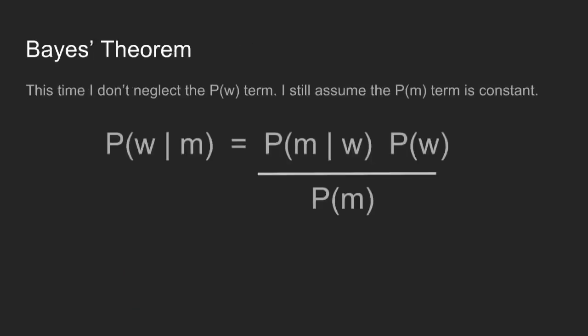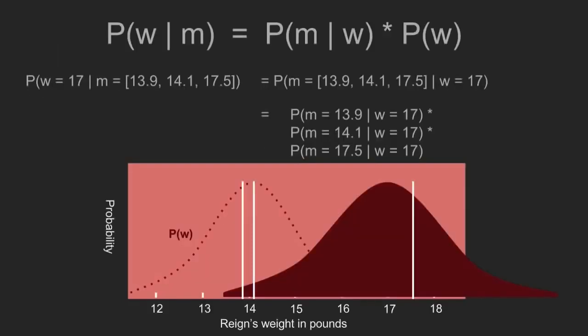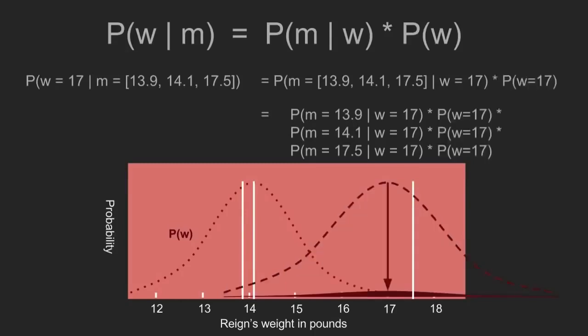So this time we're not neglecting the prior term. We're not setting it constant. We're going to use it. And the way this plays out now is we assume, okay, what if she were 17 pounds? Well, we need to multiply that now by the probability of our prior showing that she's 17 pounds, which actually makes that quite small. Now we calculate and multiply the three probabilities of our measurements occurring. So now we have something small times something very small times something very small. So we get a very small result probability that she actually weighs 17 pounds.